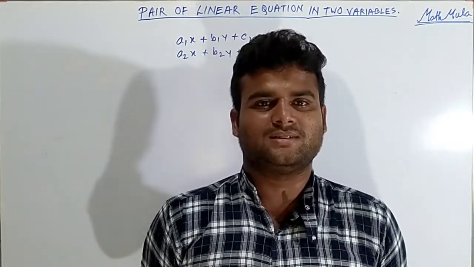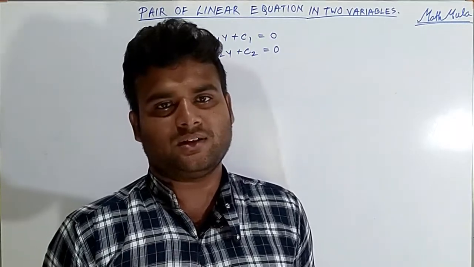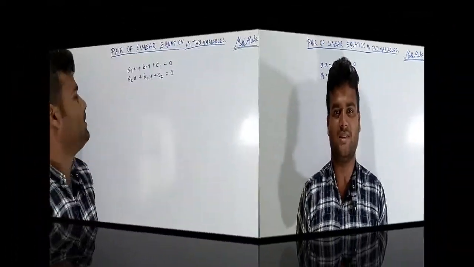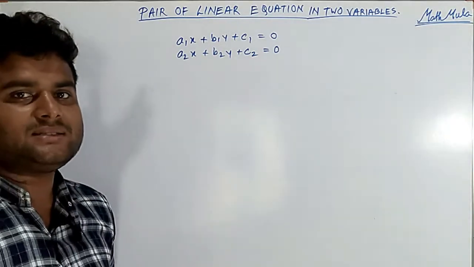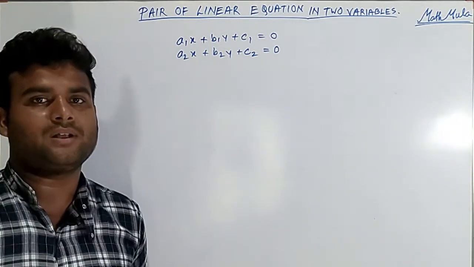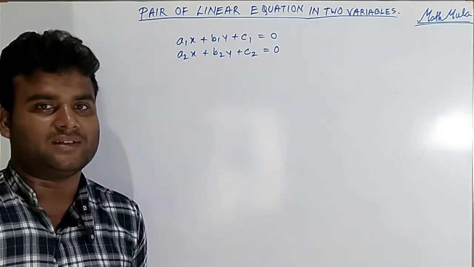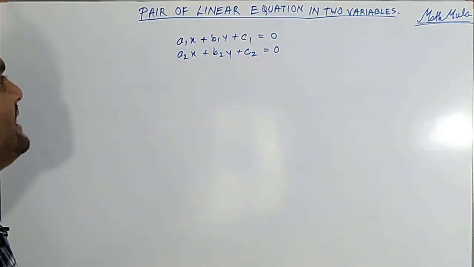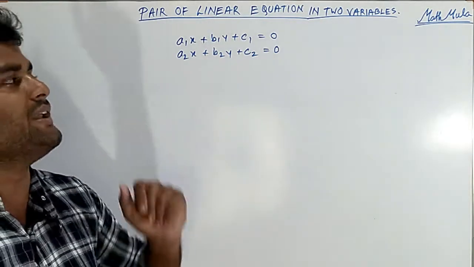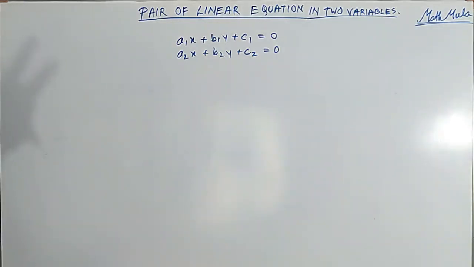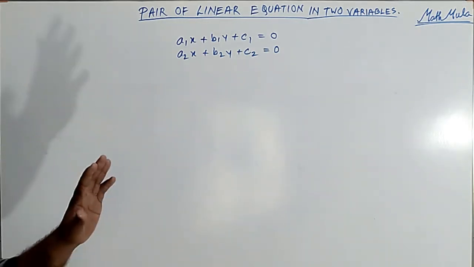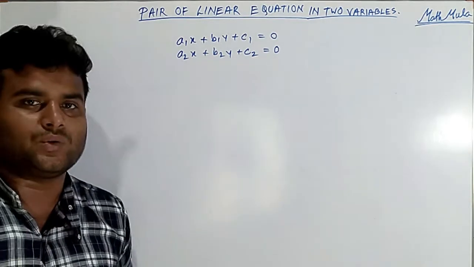Today we discuss the pair of linear equations in two variables. Let's start. Now what is a pair of linear equations? Linear equation means the highest power of the variable of an equation is 1. Then the equation is called linear. Then in two variables. Now what is the meaning of two variables? In an equation there are two variables like x y, u v, s t, a b, like this. There are two variables in an equation.